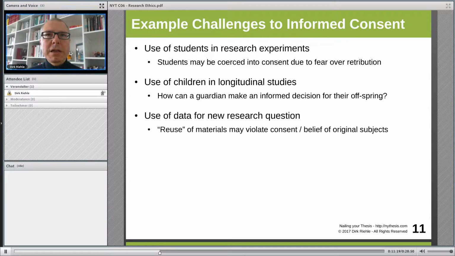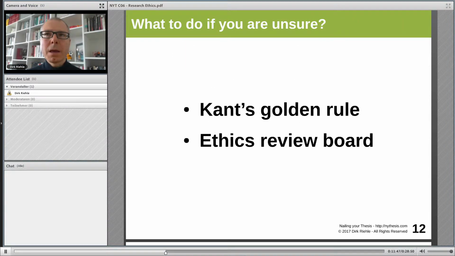Finally, use of data for new research. Well, that's actually what researchers love to do. They already have high quality data and now they would like to ask it new questions. But what if these research questions violate some religious beliefs of those who originally consented to the data gathering? They may have to be asked again and they may disagree with the use of their data in such studies. So it's not easy.